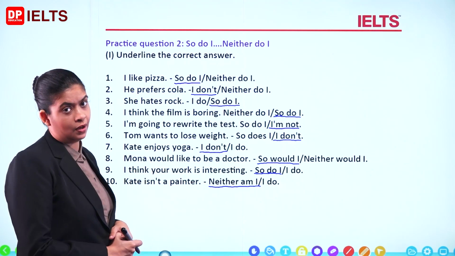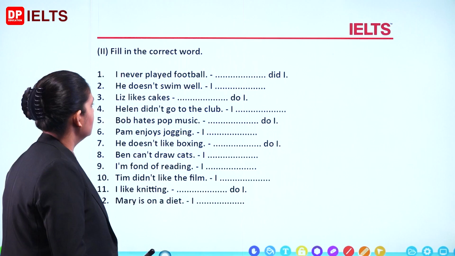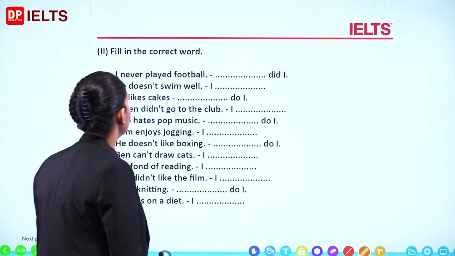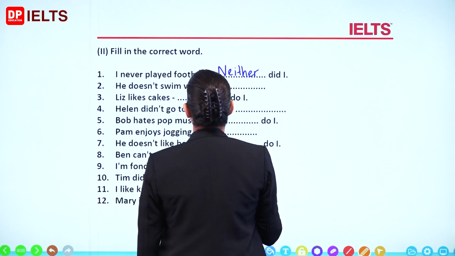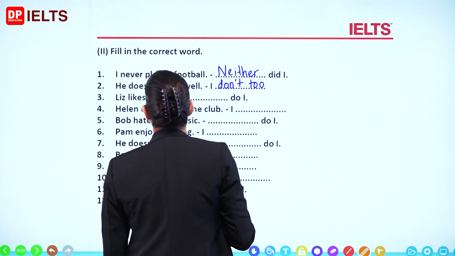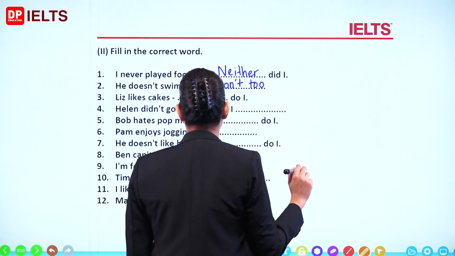Right? Okay, next question. Fill in the correct word, right? So now that we've looked at so do I and neither do I, let's try filling in the blanks. I never played football, neither did I. He doesn't swim well, I don't too. Liz likes cake, so do I. Helen didn't go to the club. You can say neither did I.